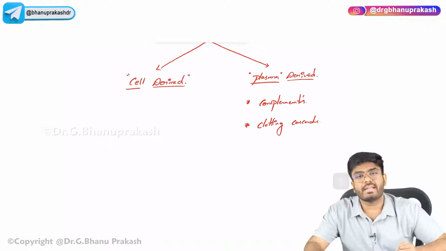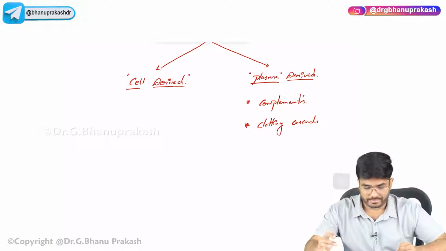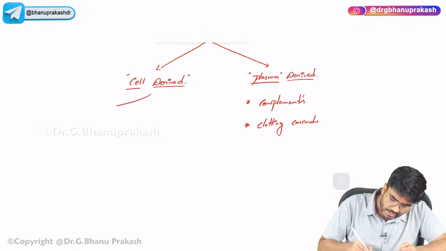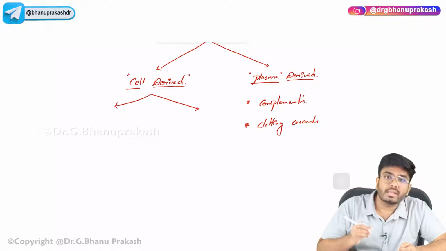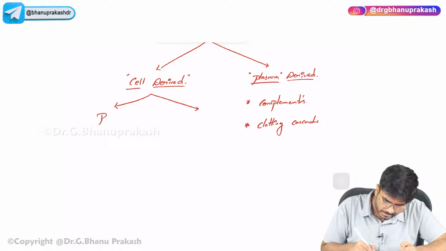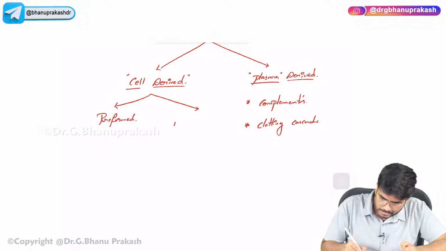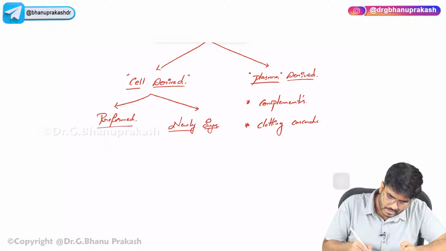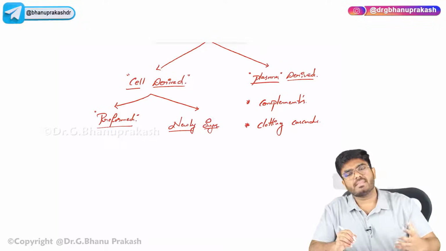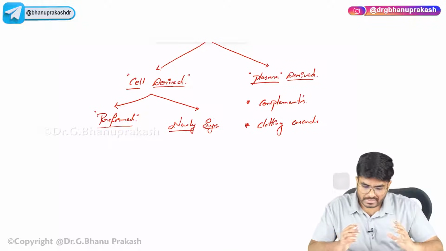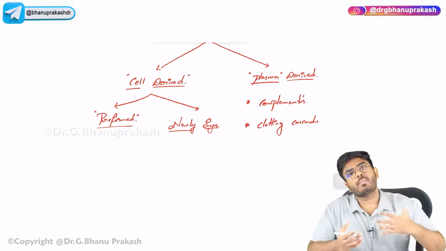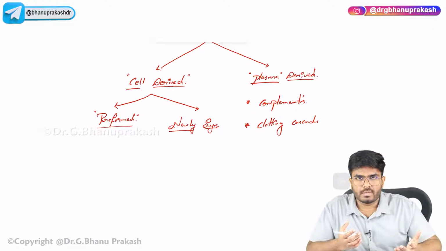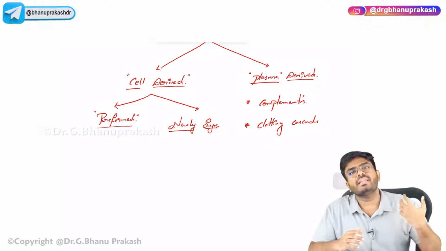Then what are cell derived? Cell derived are again of two types: preformed and newly synthesized. What do I mean by preformed? Preformed things are not newly synthesized, they are there from a long time. They are always there, not only at the time of inflammation, they are already there.